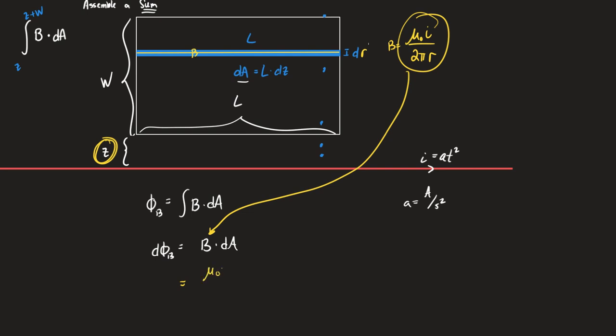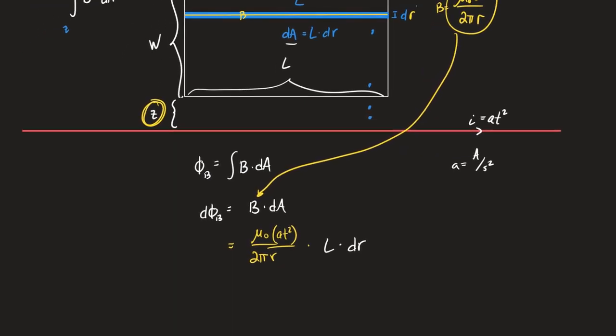So mu naught I over 2 pi r, whoops, not I, a t squared over 2 pi r times, now I have to write my area in terms of something that I can integrate. We've been going through this a lot, but L is a constant, so working L in there would be great. But I'd also like to work in a variable that has something to do with where I am away from the wire, which is why we are changing from z to r, because r represents how far away from the wire we are. So I'm gonna write my area as L times dr, the width of my space there.